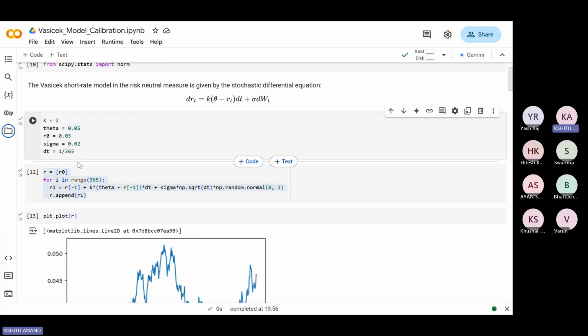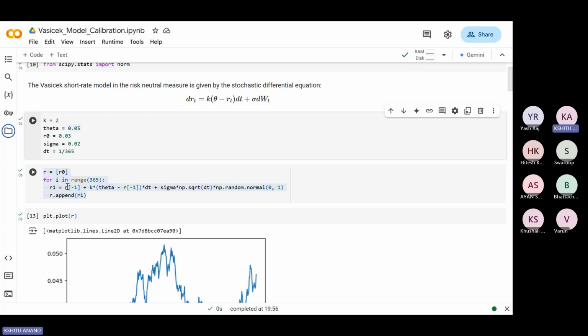Okay, so we are having a list which is r, right? So it will store all the short rates that will be given by the model. The first short rate is already added into the list, which is R naught, the current short rate, which is 0.03. That means 3%, right? Okay. So now we'll be simulating it for 1 year. That means first day, second day, third day. So basically 365 days, right?